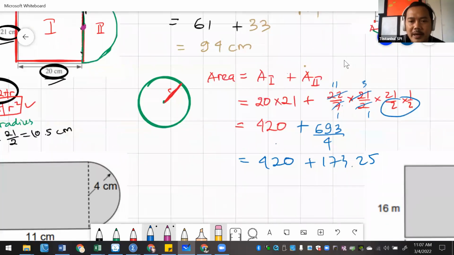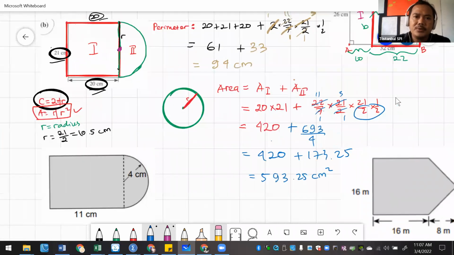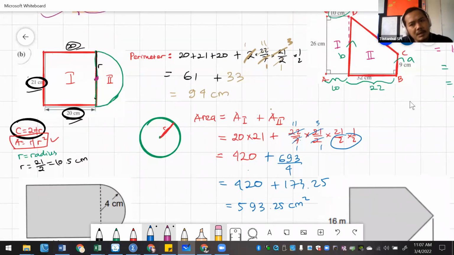So you add those two, you have 593.25 centimeters squared. Okay. So again, guys, this is just an example for you, because most of the time the shapes are maybe slightly different like this one. So again, what you need to do is to analyze how many shapes you have. That's the first one. The second one is that if you need a length, you find that length in any way you can.